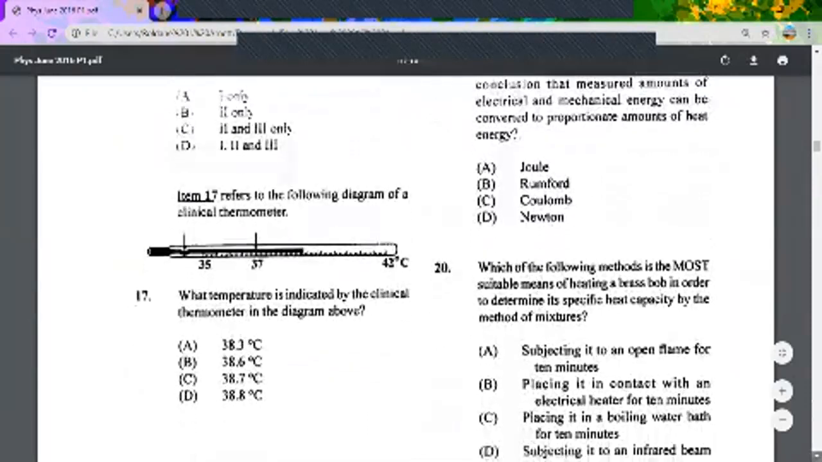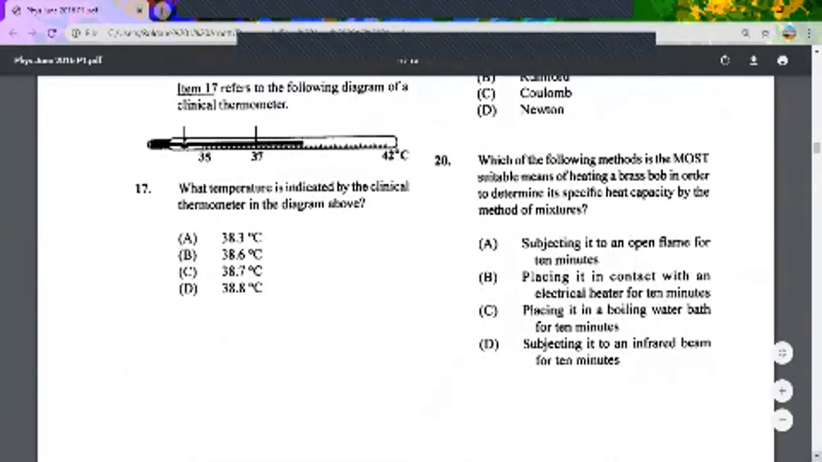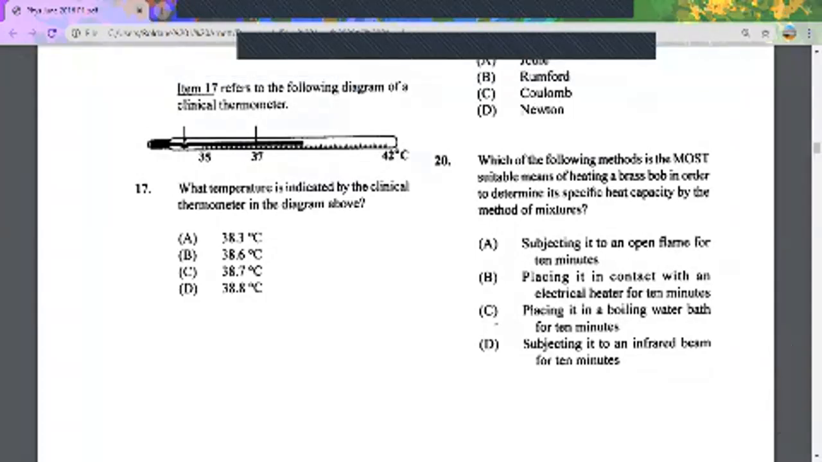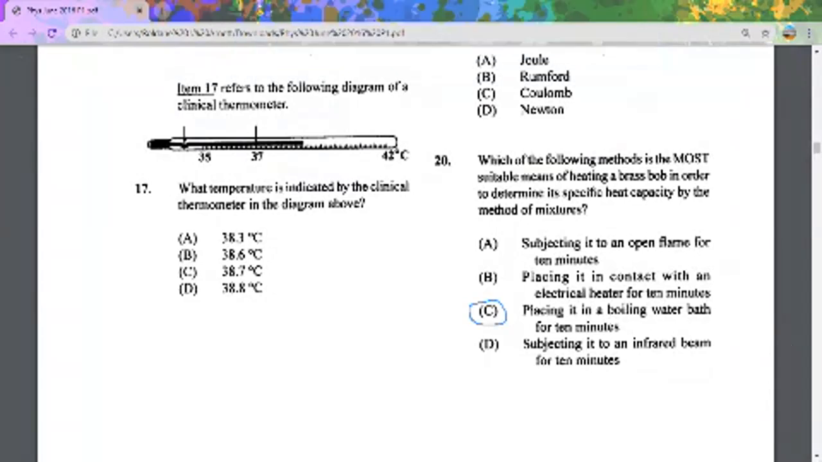20. Which of the following methods is the most suitable means of heating a brass bulb in order to determine its specific heat capacity by the method of mixtures? The answer to this would have to be C, because that's the only one that incorporates using a water bath, and that is actually the method used to measure specific heat capacity of certain solids, certain materials.